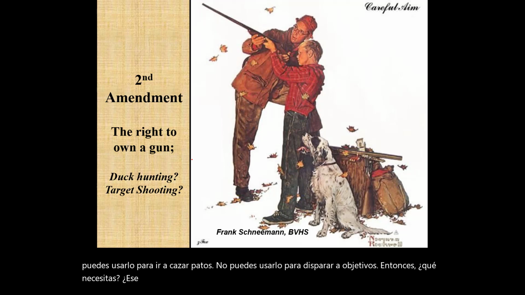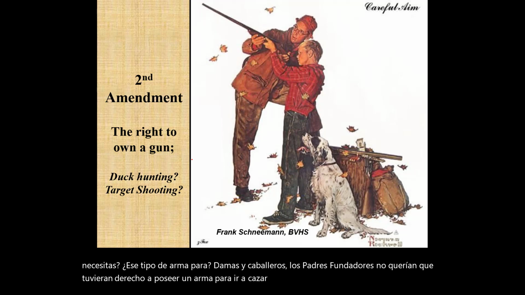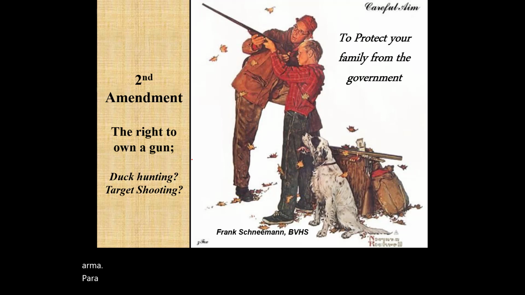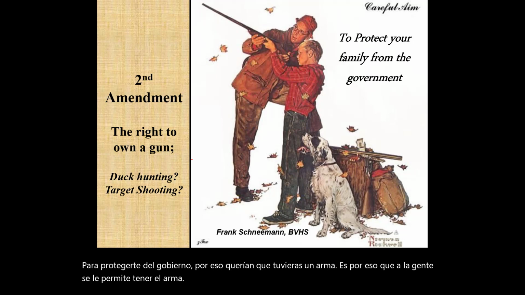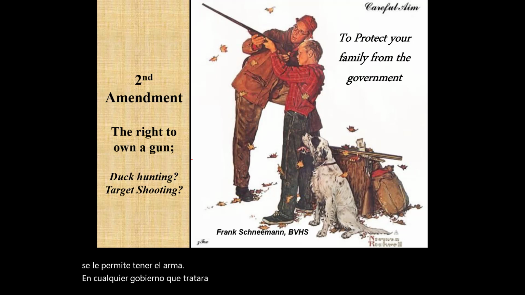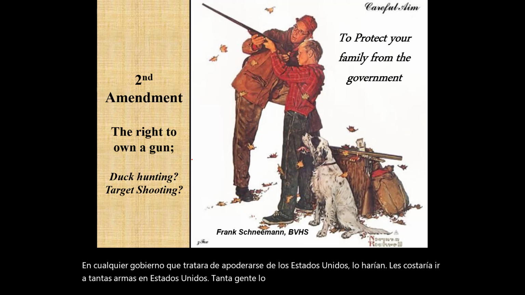Ladies and gentlemen, the Founding Fathers did not want you to have the right to own a gun to go duck hunting or target shooting. They wanted you to have a gun to protect yourself from the government. That's why they wanted you to have a gun. That's why people are allowed to have the gun. And any government that tried to take over the United States would have a hard time because there are so many guns in the United States, so many people have them. But that's what the Founding Fathers wanted.